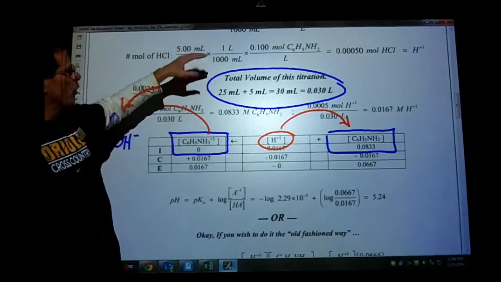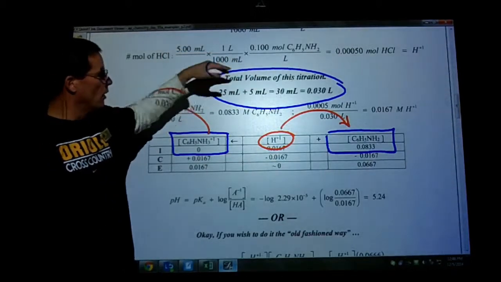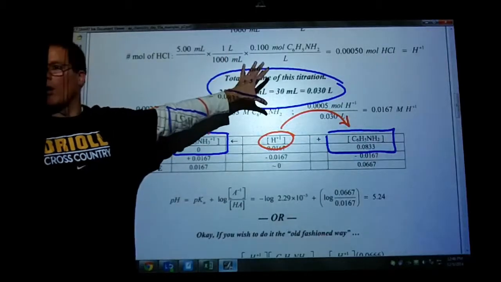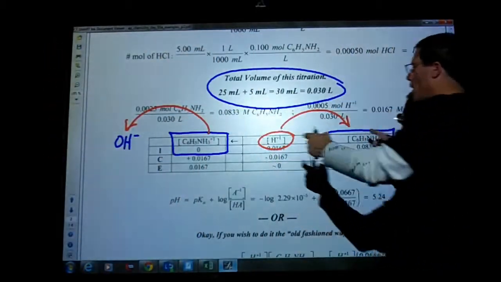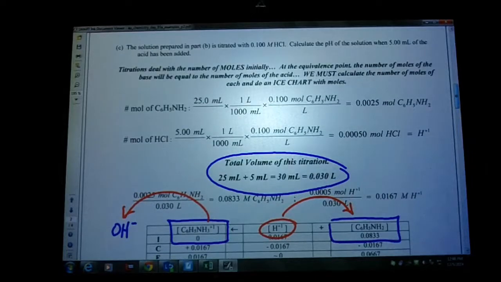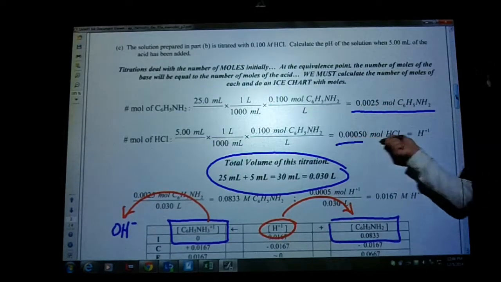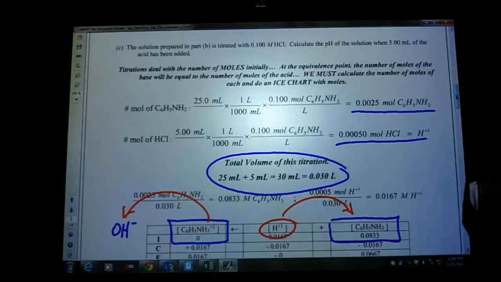This is, I believe, the first part where we're not at the equivalence point. So we have to find out what the total volume is to find out what the molarities are. So we want to do this calculation here, find out how many moles to see if we're at the equivalence point.